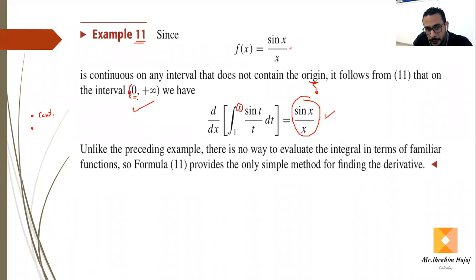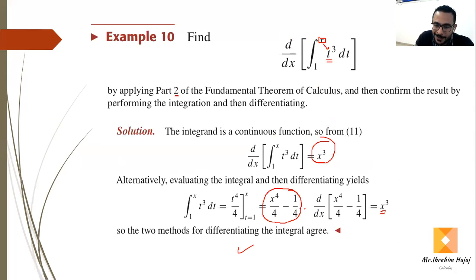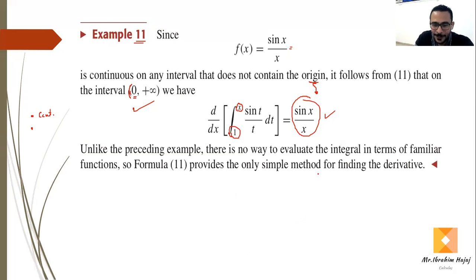If zero were included, we would not apply the fundamental theorem of calculus part 2, because here he said from 1; if he said zero here, we would not be able to do it. Okay, sin x over x, just substituting. Then he tells you, I will not be able to do it as in the previous question, where I gave you the integration and then differentiated to show you that they are the same.